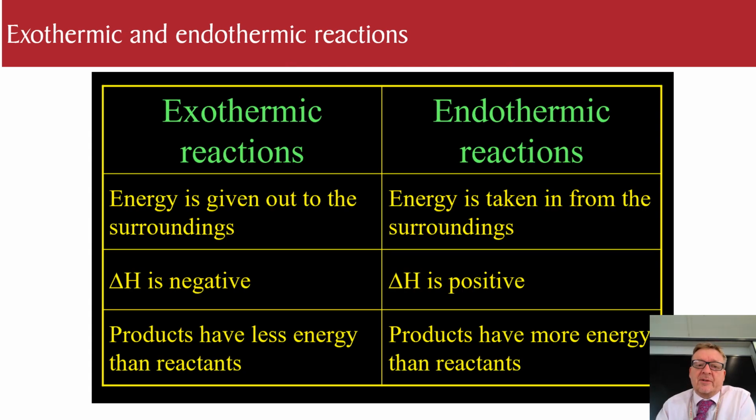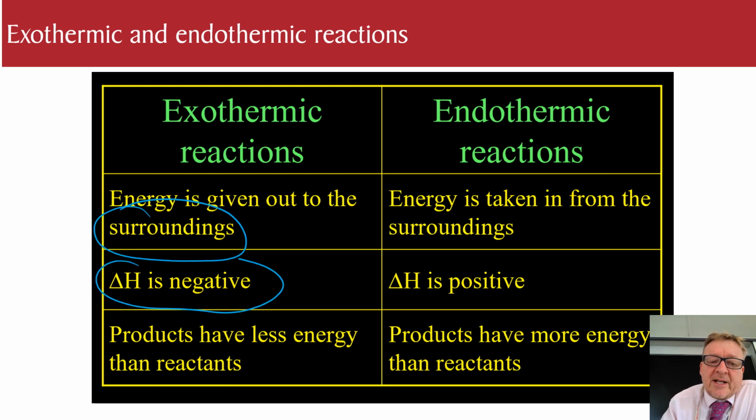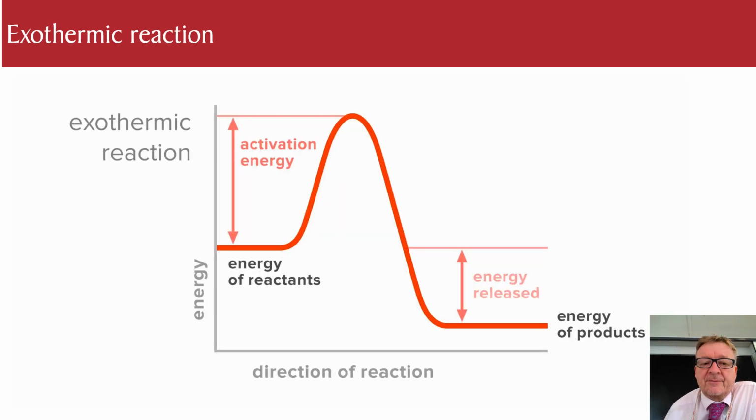Here's another little table that explains it. So exothermic reactions, energy is given out to the surroundings. Something called delta H is negative, and the products have less energy than the reactants. Endothermic reaction, energy is taken in from the surroundings. Delta H is positive, products have more energy than their reactants.